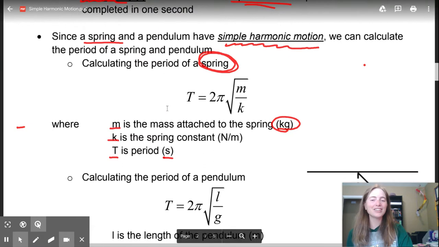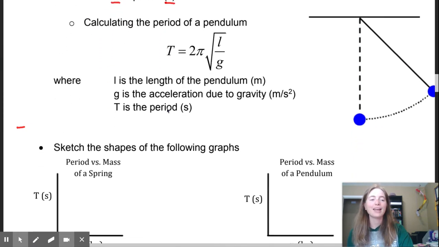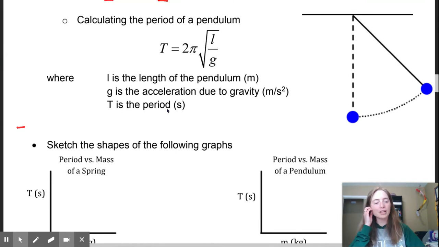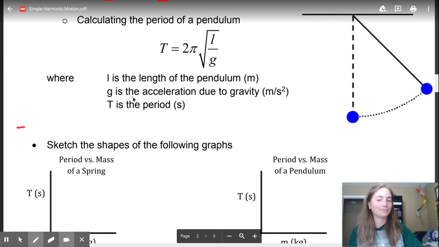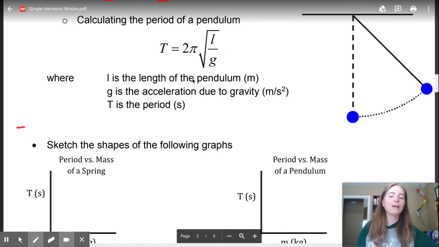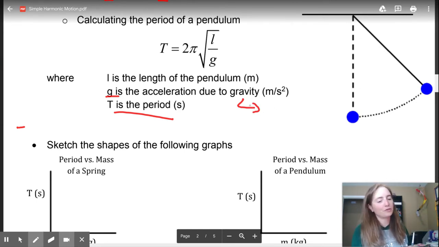Okay, so ladies and gentlemen, that's how our spring equations for simple harmonic motion work. And now we're going to be looking at how to calculate the period of a pendulum. Note the equation is very, very similar. However, T is the period in seconds. Now, g is the acceleration due to gravity. So most of the time, we're going to be near the surface of the Earth.